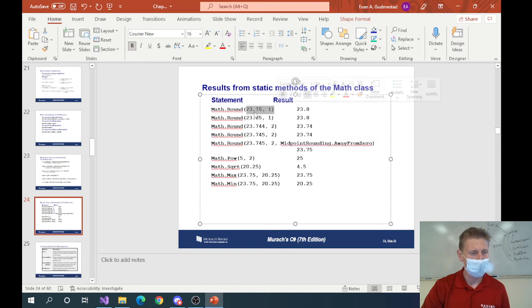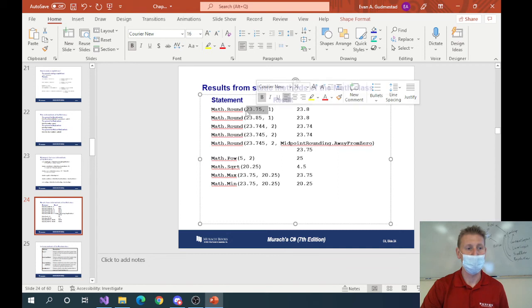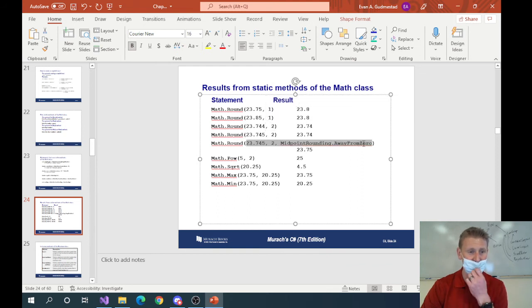Here, it's like you're providing 2 arguments. These are called 2 arguments. You're separating them by commas. What's the number to round, and into how many precision points? Number to round and how many precision? This one's 3 arguments.